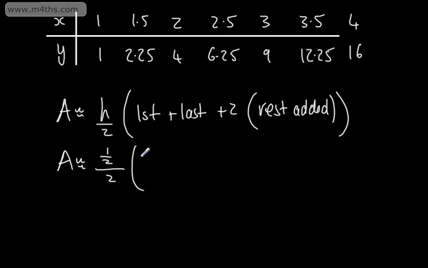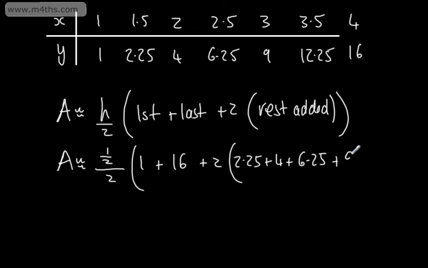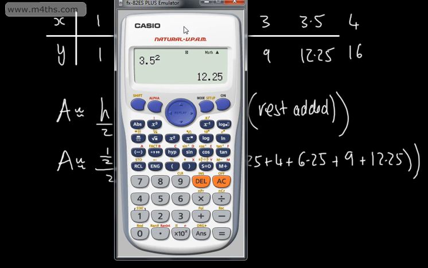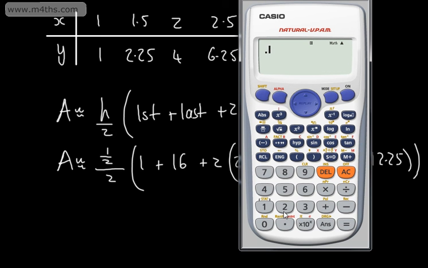The first, well that's going to again be 1, plus the last, which is 16, plus 2 lots of all of these added up. So we've got 2.25, plus the 4, plus the 6.25, plus now the 9, plus the 12.25, and then we will just work this out. So let's go ahead and do this in a calculator. I'm being a bit lazy.